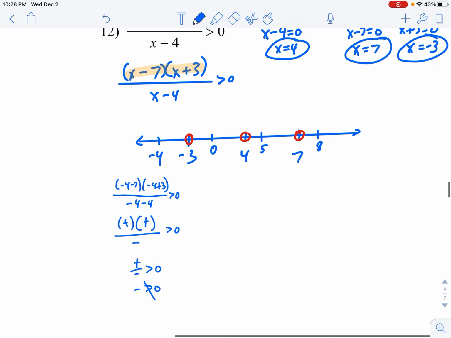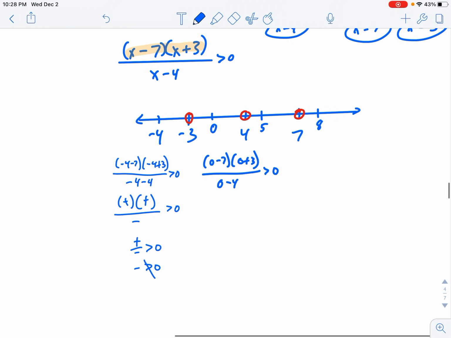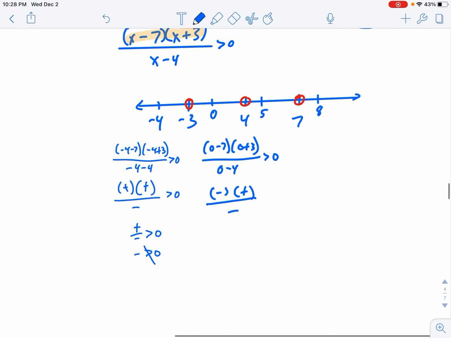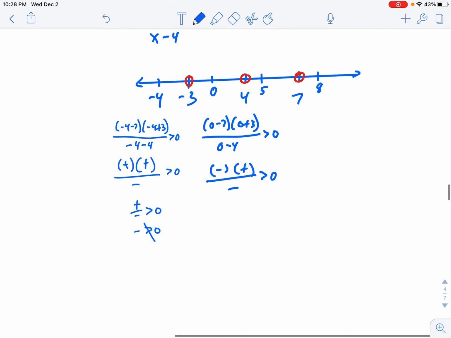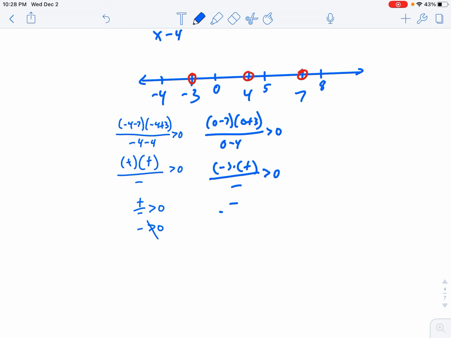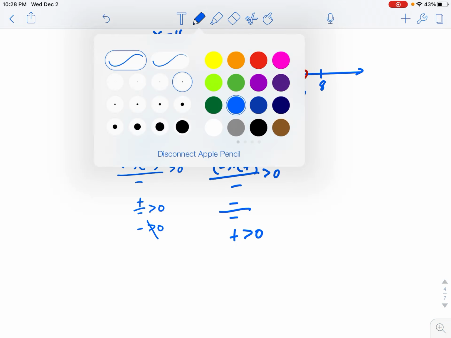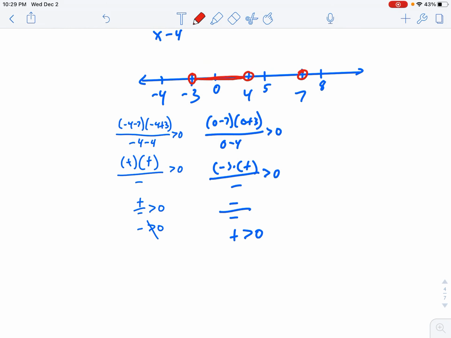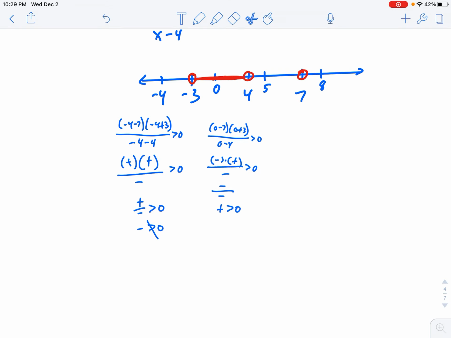Next test number is 0. 0 minus 7, 0 plus 3, 0 minus 4. Is that greater than 0? Well, that gives me a negative, a positive over a negative. Negative times positive on top is a negative. Negative over negative is positive. Is a positive greater than 0? Yes, it is. That gets shaded. Shrink that, move it out of the way.